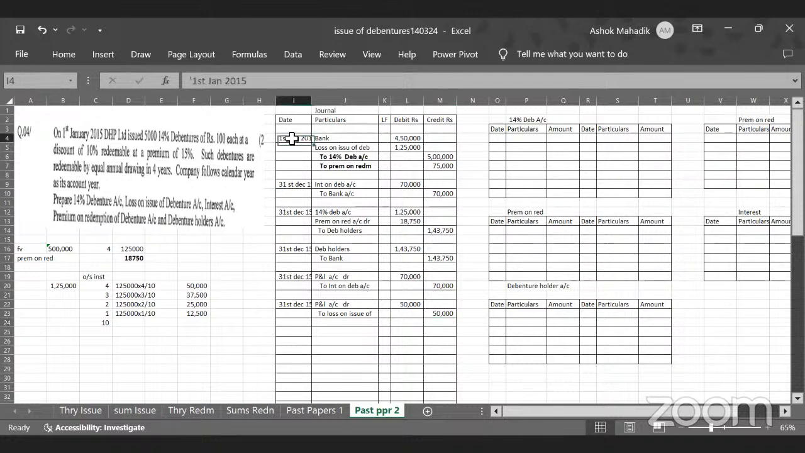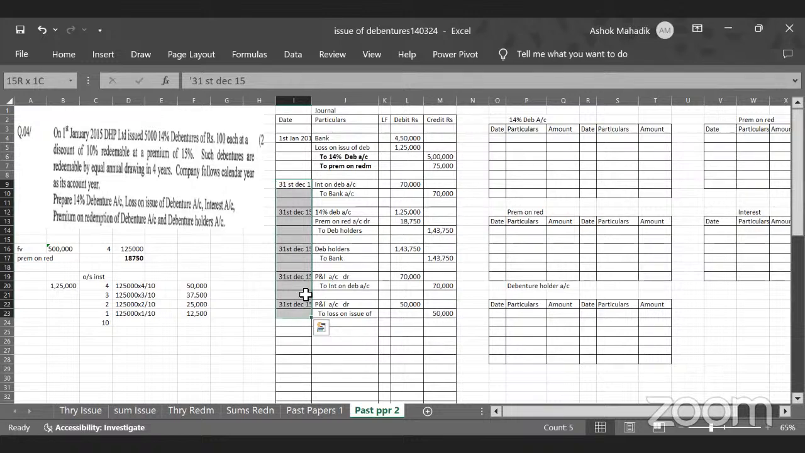This first entry, the issue, happens only once. So this will be passed only in the first year, first day. The entries we have passed later on, like paying interest and redeeming part of the debentures, will be repeated every year.